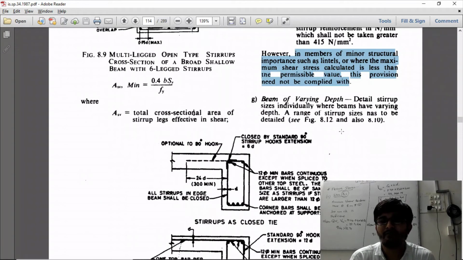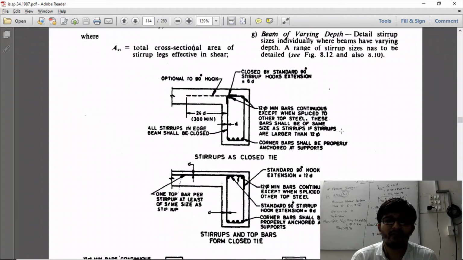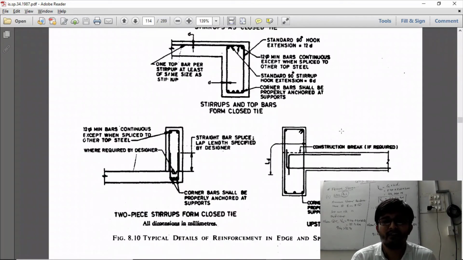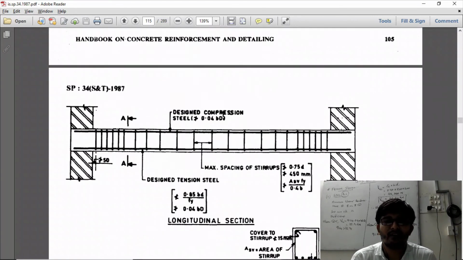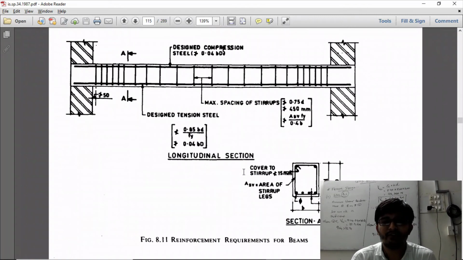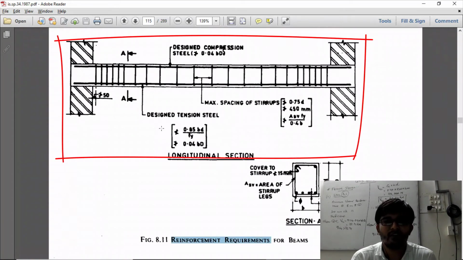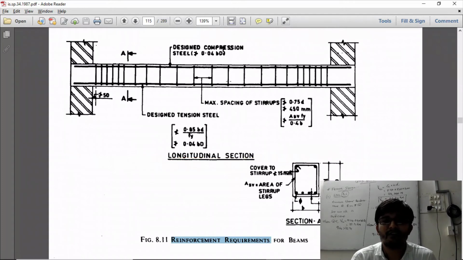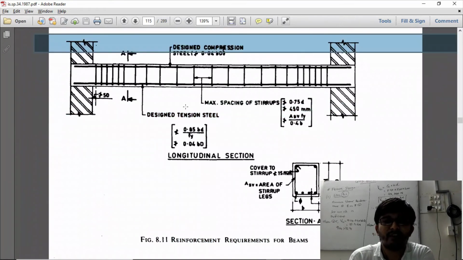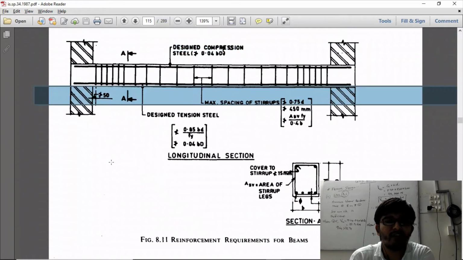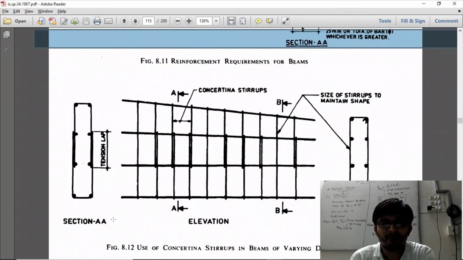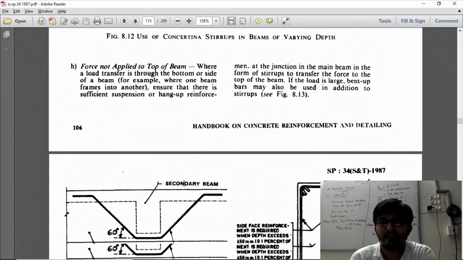Beam with varying depth, there is a detailed explanation given of what criteria are to be looked after. This is a longitudinal section of a beam, reinforcement requirement for beams. So this is how you draw it. It is showing the spacing, the maximum spacing, and then minimum area of steel, maximum area of steel in compression and tension. The first stirrup should not be placed at more than 50 mm from the support face. Then we have one more diagram.